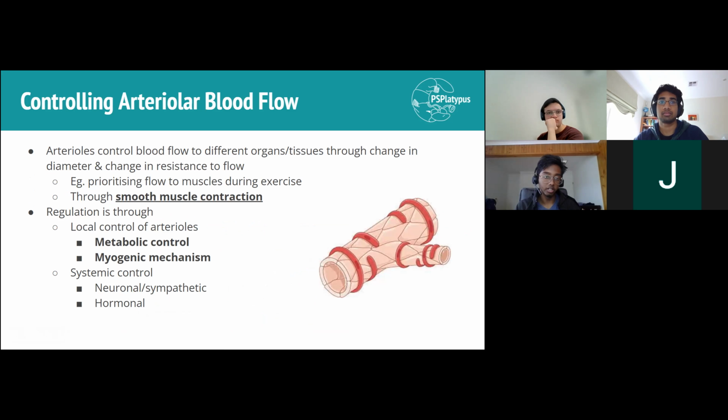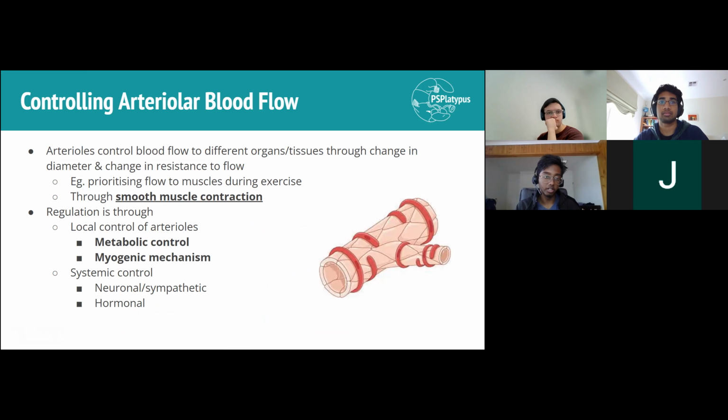This is all done through a couple of different mechanisms. We've got metabolic control and the myogenic mechanism, which are two local controls. And then we have mechanisms under systemic control, which are neuronal and hormonal.